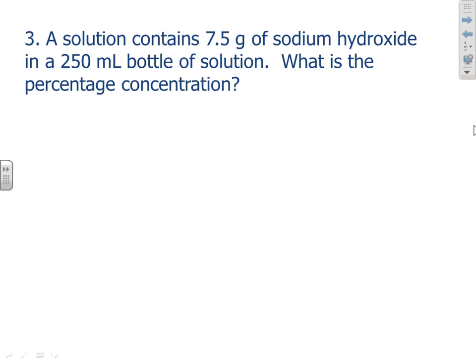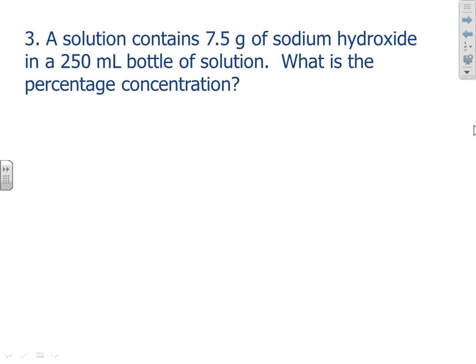So again, in this one, it's asking to determine the percentage concentration. It just says percentage concentration. So I'm looking for that percent number. I said the first time there was a couple of ways to do it. Now I'm just going to go back to one way, and I don't care which way you use. But to keep things all the same, I'm going to use that ratio situation.